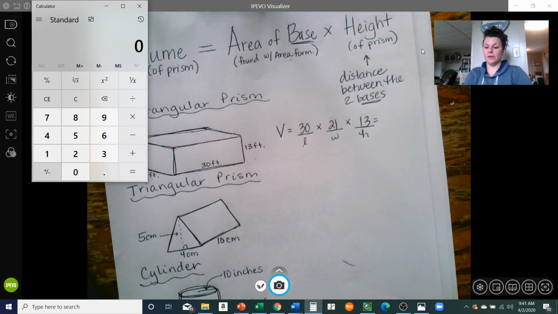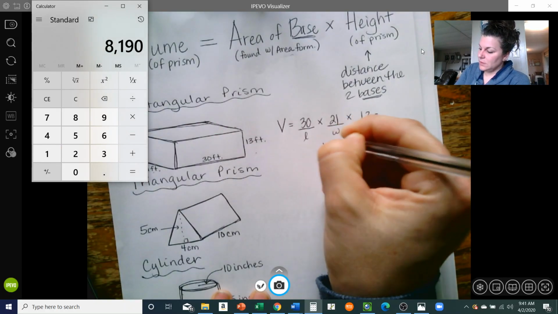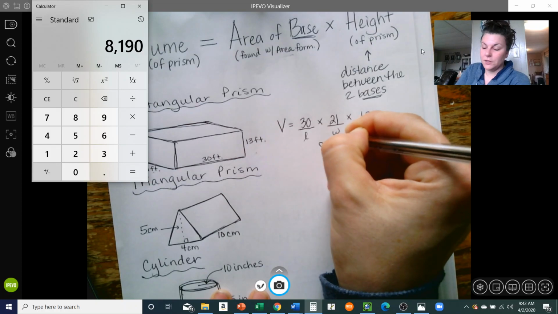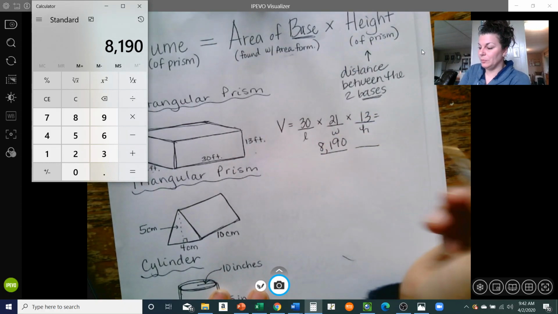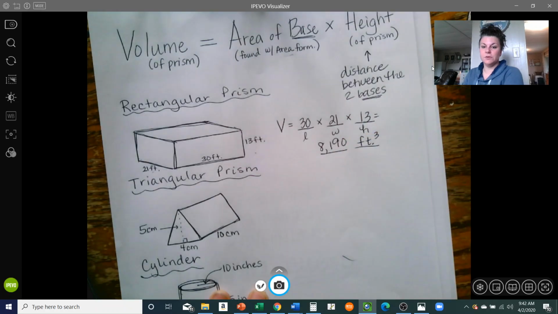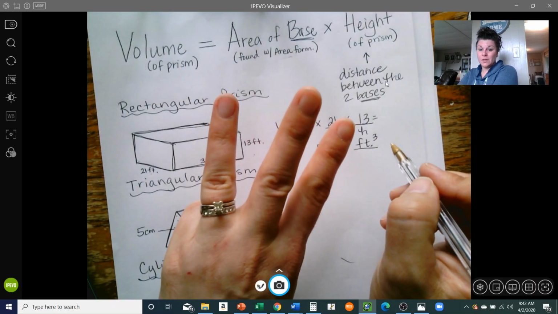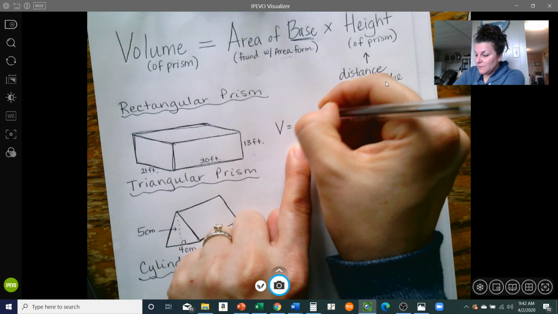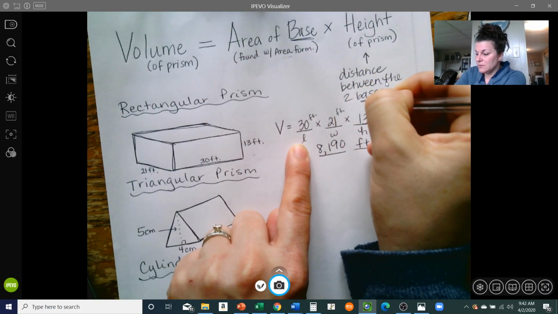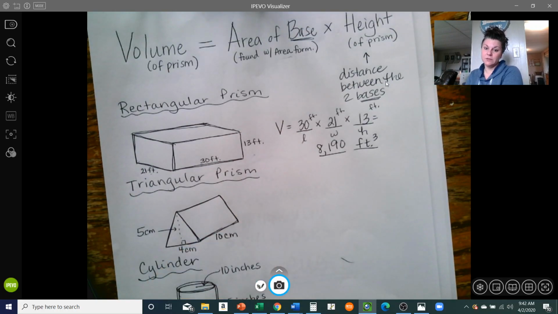And so on your calculator, you can multiply. I have my calculator up on the screen. 30 times 21 times 13. So this is 8,190. And then really important, you have to put your units. My units are cubic feet. You can write that like that, feet with the little 3. That's because it's 3-dimensional. It's because we're taking feet times feet times feet. And when I do that, that gives me a cubic foot that I'm measuring.